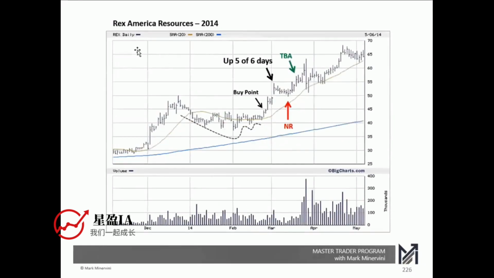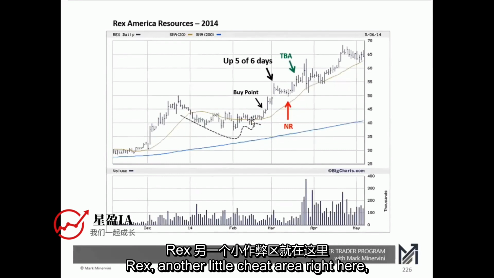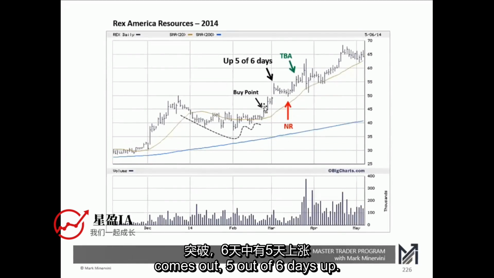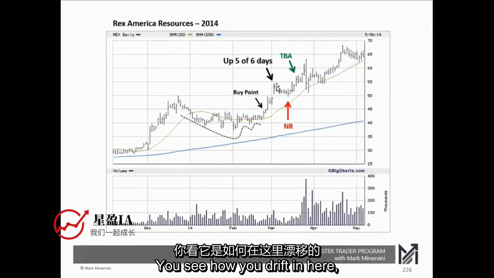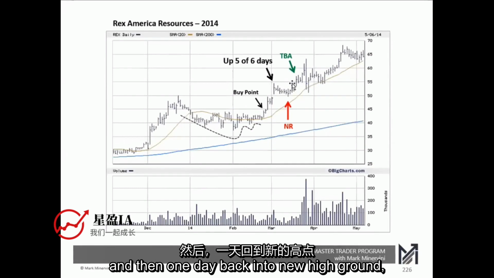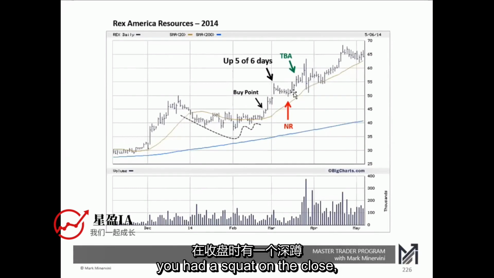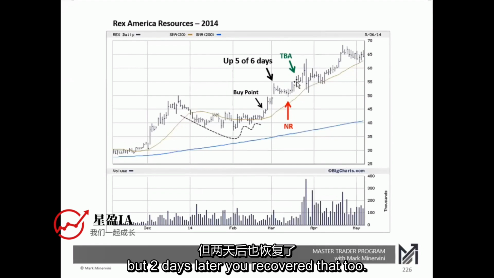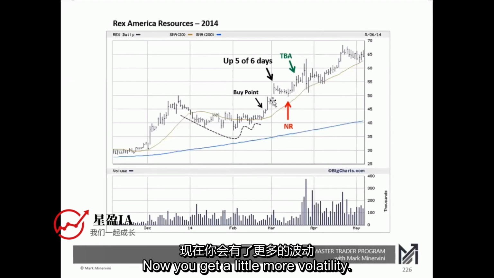Okay, REX, another little cheat area right here, comes out 5 out of 6 days up. And you see how you drift in here, and then in one day, boom, back into new high ground. You had a squat on the close, but 2 days later, you recovered that too. Now you get a little more volatility, same thing.